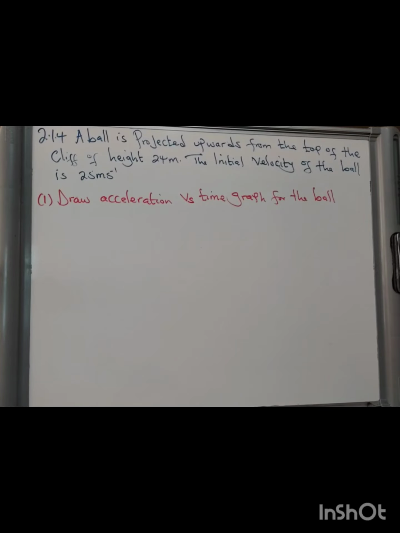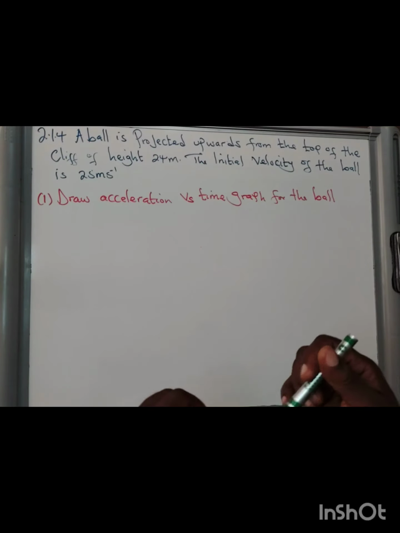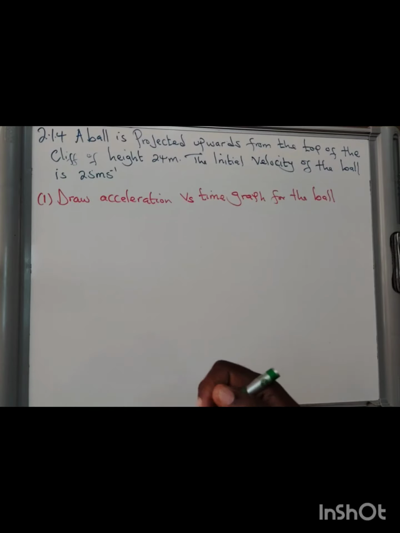Okay, we are still proceeding with projectile motion, almost coming towards the end of it. And here comes the question. It says that a ball is projected upwards from the top of a cliff of height 24 meters. The initial velocity of the ball is 25 meters per second. Draw an acceleration versus time graph for the ball. Okay, yes, that's the situation we are having.